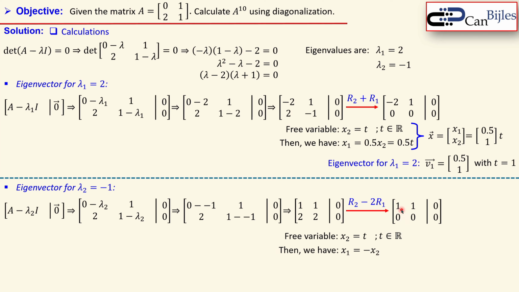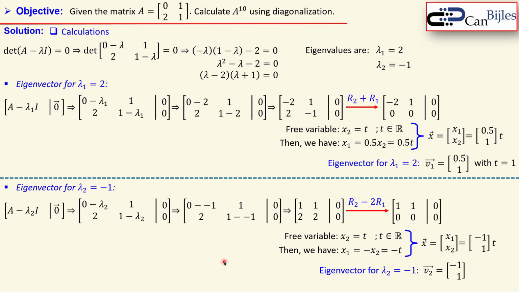Because we have x1 plus x2 equals 0, so effectively you can say x1 is equal to minus x2, or you can say it is minus t. Now taking these together in a vector form, you get here x1 and x2, which is then minus 1 and 1. And if you take t as 1 in this case, then v2 will be minus 1 and 1. But you can also take t as minus 1, then it will be just 1 and minus 1. Again, this will not change the result.